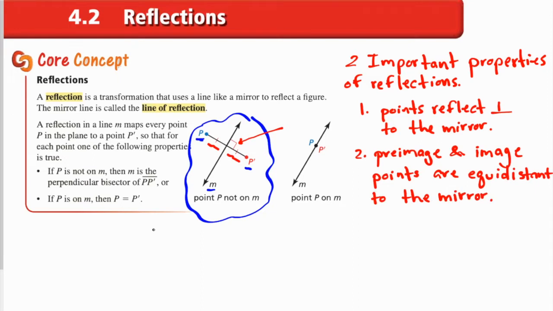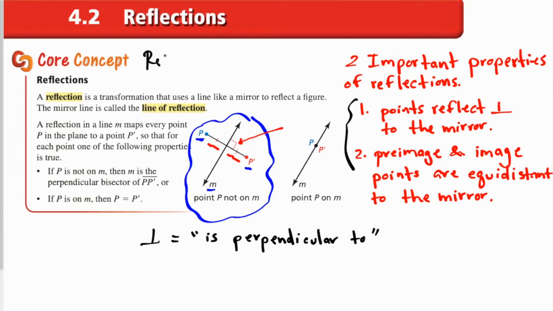Now, for anyone that is not familiar, this symbol means is perpendicular to. And these are the two properties that we will be constantly monitoring as we reflect points through a line of reflection.